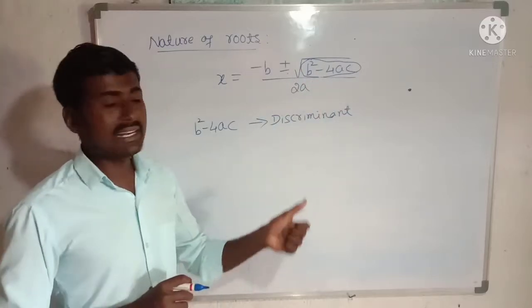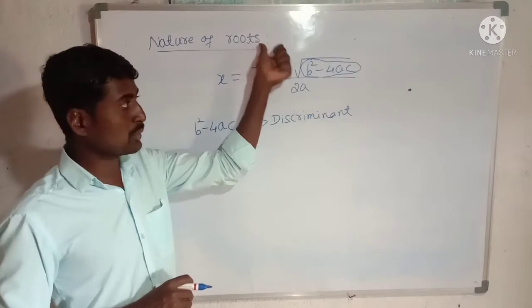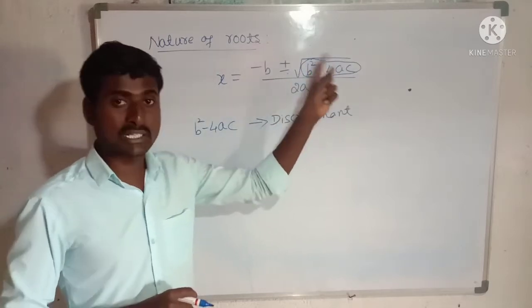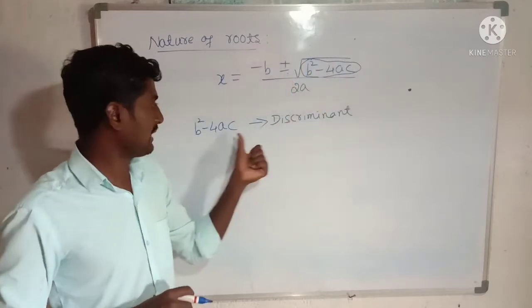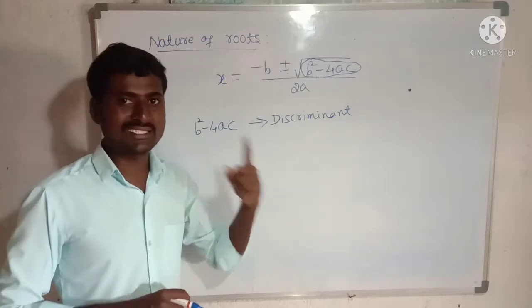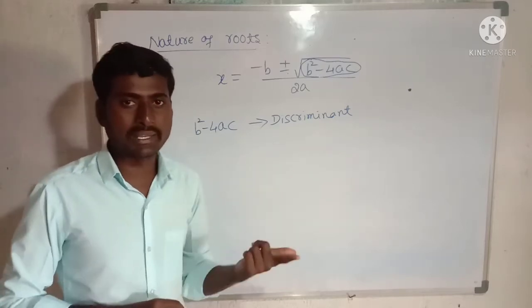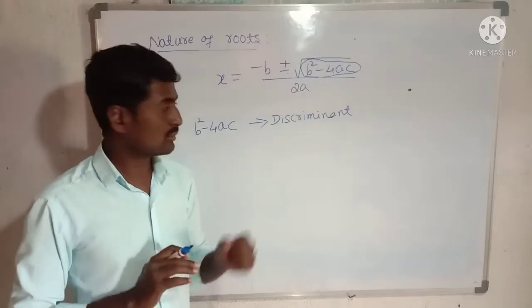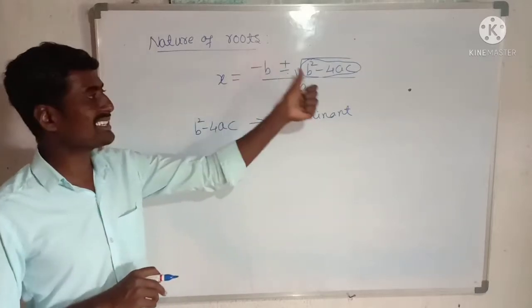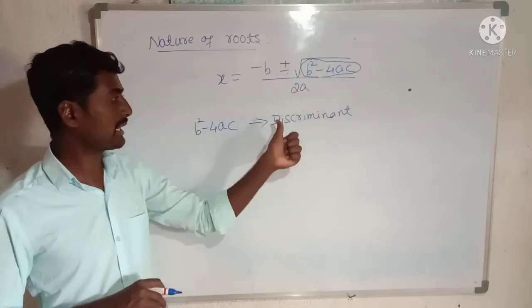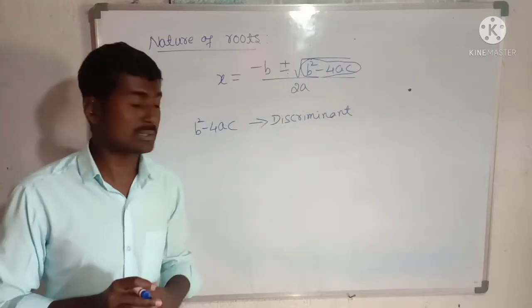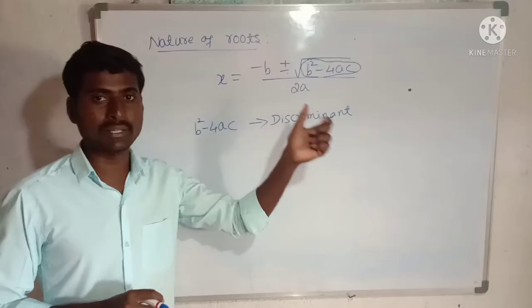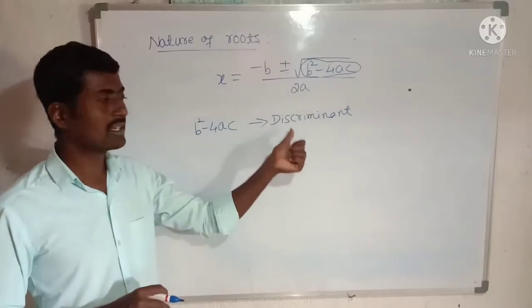We can decide the nature of the roots by using this factor only. If we calculate this factor, we can judge how the roots will be. So that term we can say it as what? Discriminant. So the nature of the roots can be decided by the factor b square minus 4ac. We can call that factor a discriminant.